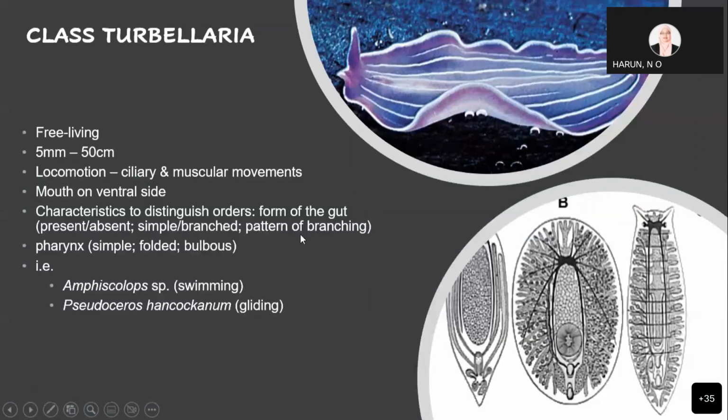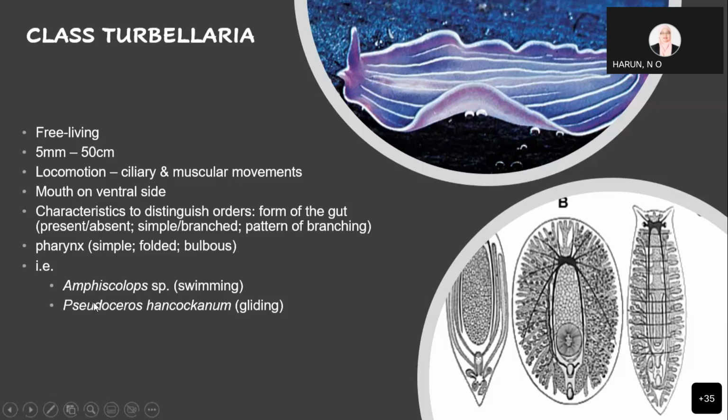Okay. Class Tubularia. Very nice and sweet one. Sangatlah flat. Free living. Dia punya size between 5 mm until 50 cm. Dia lokomotif ataupun pergerakan locomotion menggunakan ciliary dan juga muscular movement. Mouth on ventral side, you should be able to know that which one is ventral and which one is dorsal, posterior. The characteristic to distinguish the order: form of the gut, sama ada presence ataupun absent, sama ada simple or branch dan juga pattern of branching. Dia punya pharynx selalunya simple, folded dan juga bulbous.